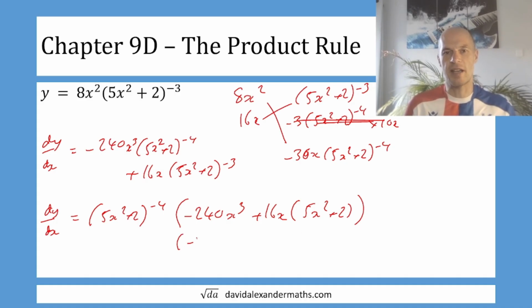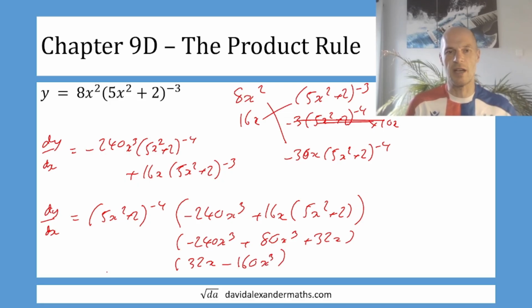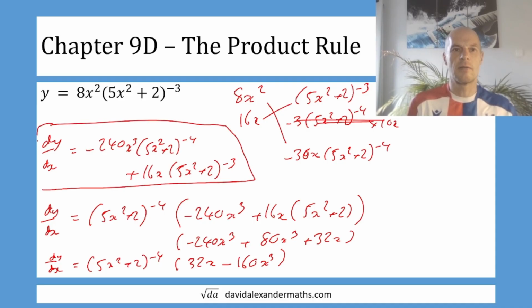Again, we can expand this bracket out, so that's minus 240x cubed plus 80x cubed plus 32x, and so we can write that as 32x minus 160x cubed, there we go. So (5x squared plus 2) to the minus 4, lots of 32x minus 160x cubed. So again, it depends on how the examiners want it. It's perfectly acceptable to use this formula here, but of course we can use that as well.